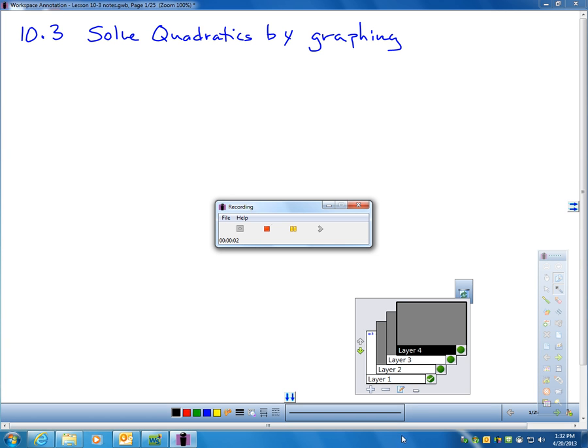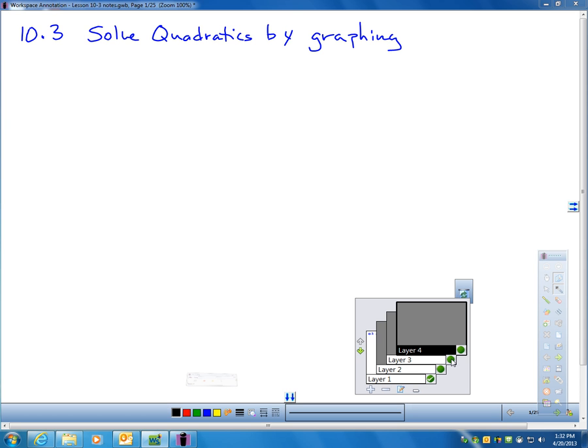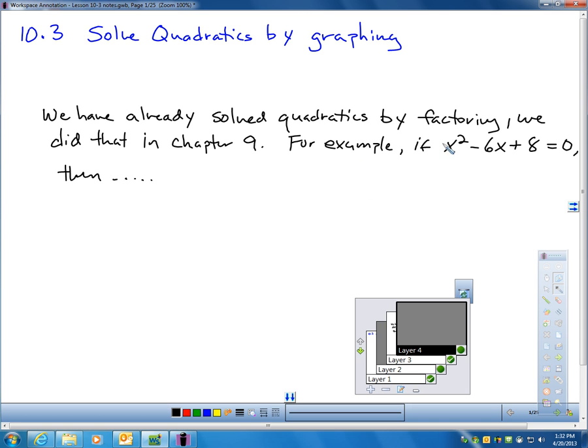Hi, and this is section 10.3. We're going to learn how to solve quadratic equations by a different method today. We're going to learn how to solve them by graphing. All right. We spent chapter 9 learning how to solve quadratics by factoring. And let's show an example of that.